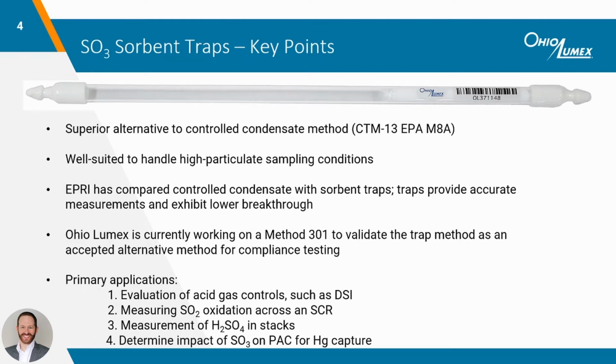with emission limits. Right now, the primary applications for SO3 sorbent traps include evaluation of acid gas control, such as dry sorbent injection, measuring SO2 oxidation across an SCR, measurement of sulfuric acid in stacks, and determining the impact of SO3 on powdered activated carbon used for mercury capture. I'll go into some of these applications in the next few slides.